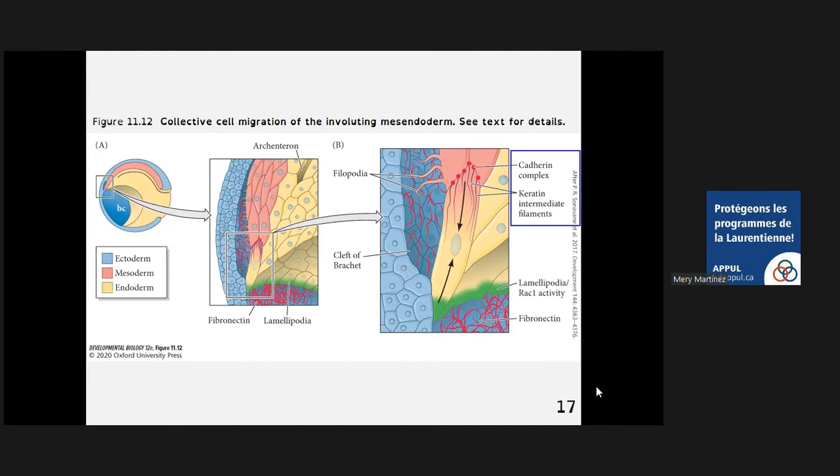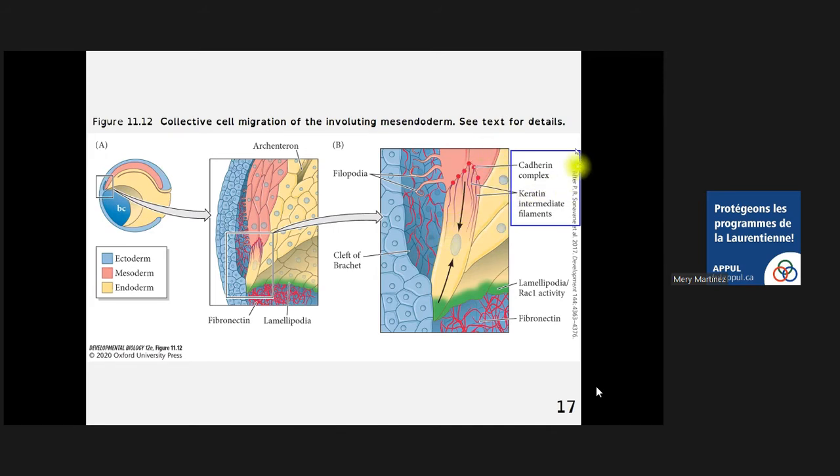So this image here allows us to see the cell migration while the mesoderm is involuting inside. So we have ectoderm in blue, mesoderm in red, and endoderm in yellow. This figure clearly shows that the leading row of cells at the front of the pack, which means the bottle cells, right? We see here the path of fibronectin and the lamellipodia affinity with that fibronectin. So it's a complex, okay, that attracts these cells to start moving, and this is the section.